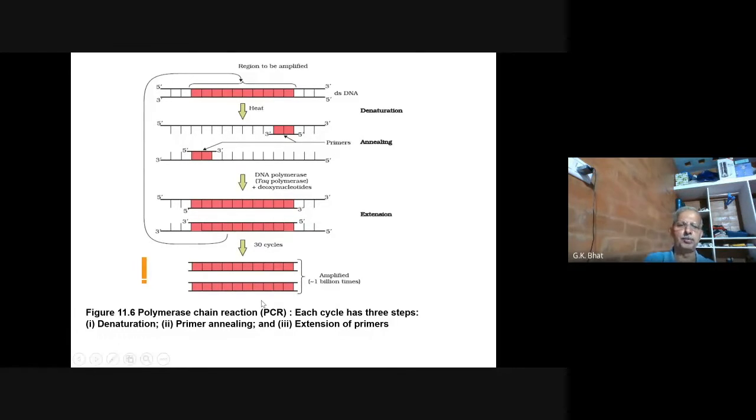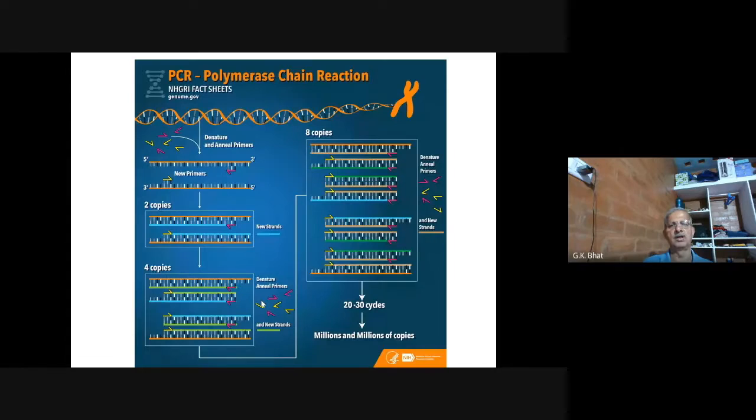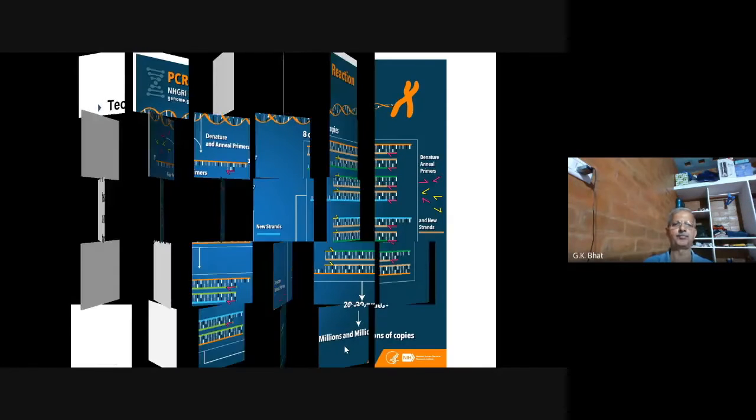So let me explain this polymerase chain reaction in 3 steps. First step is denaturation. Second step is annealing. Third step is extension of primers. We shall study that. Okay? The same thing is shown here: when it completes 20 to 30 cycles, from one copy it is 2 copies, 4 copies, 8 copies, like that it goes on, and you will get millions and millions of copies. Okay? Let us see how it happens.